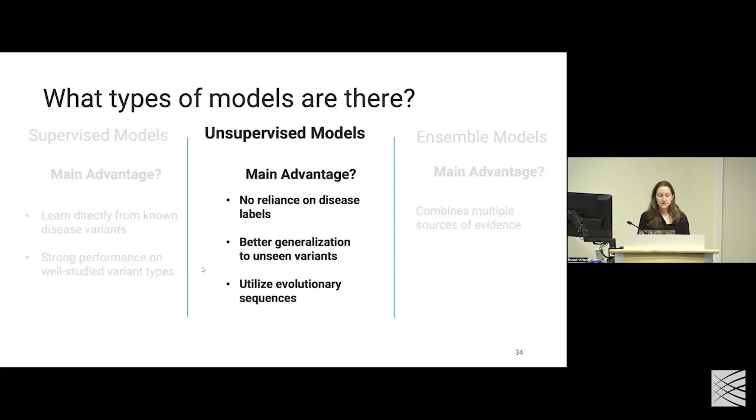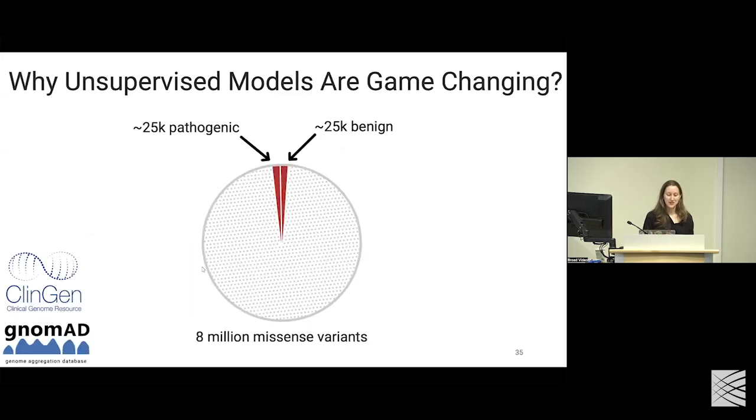For the sake of this talk, we're going to focus on unsupervised models, because this seems to be the next frontier in terms of potentially being able to say things about variants we don't know things about. Going into this space of better generalization to unseen variants. Unseen variants, I think we've seen all the variants. No way. So why are unsupervised models game changing?